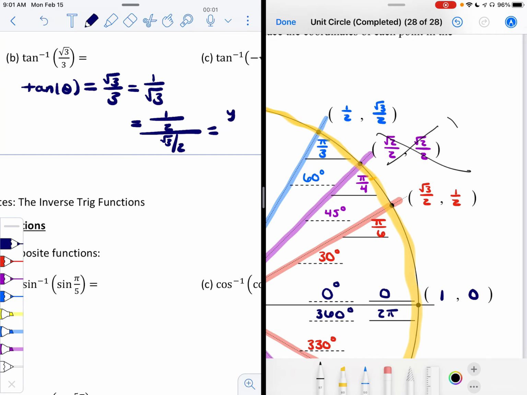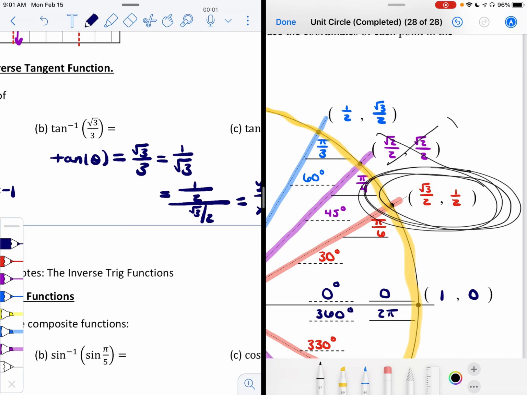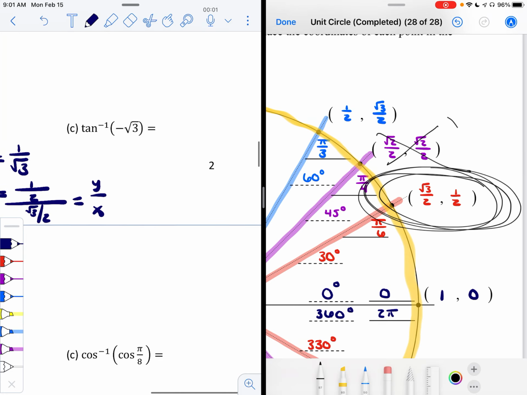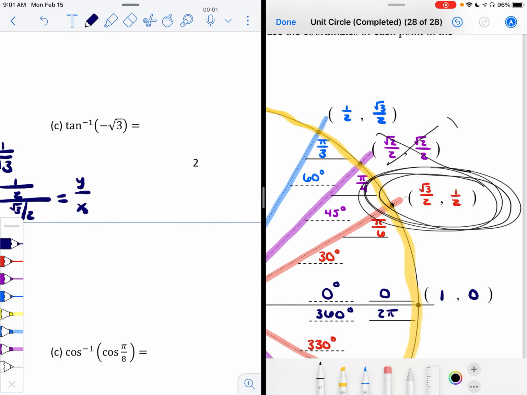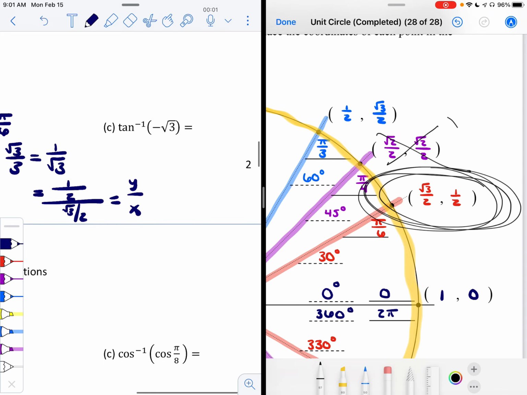Well, if we think about that then, that means our y has to be 1/2, our x has to be root 3 over 2, so that would have to be then our angle of pi over 6, which has those coordinates on our unit circle. So our angle for this one is going to be pi over 6. All right, and then lastly, inverse tangent of negative root 3.